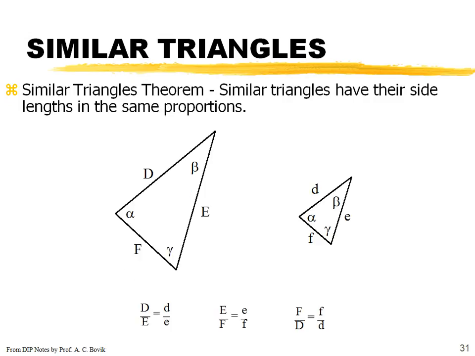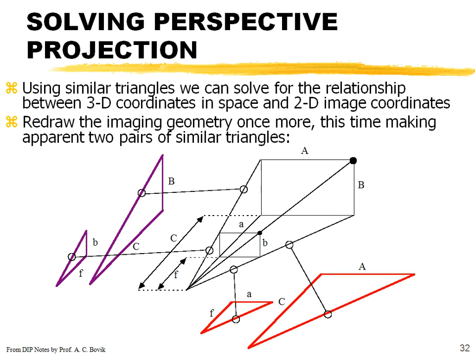So if I define each side of the triangle, in this case by E, F and D and small e, f and d, then D by E will relate to d by e of the smaller triangle, and so on. So the relative lengths should remain the same. That's the law of similar triangles. And we can apply the same thing in order to understand our projection geometry. So we'll simply break up our projection diagram into similar triangles.